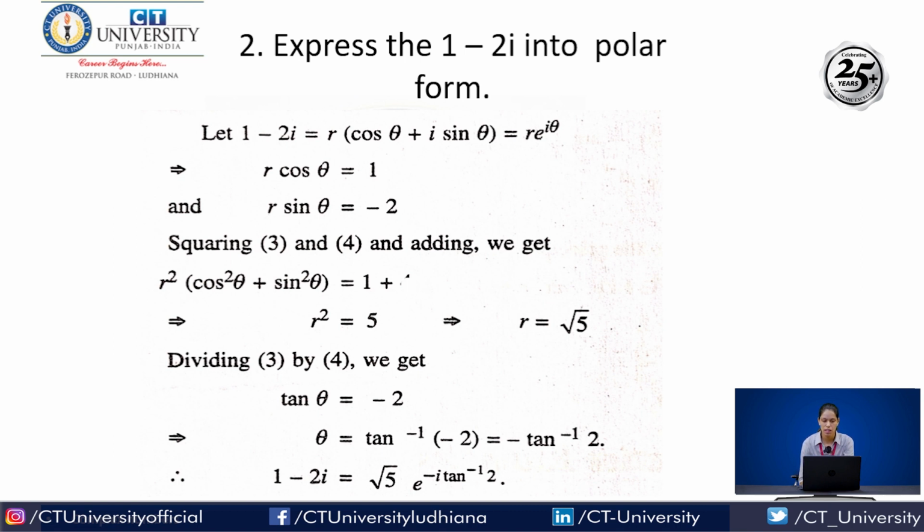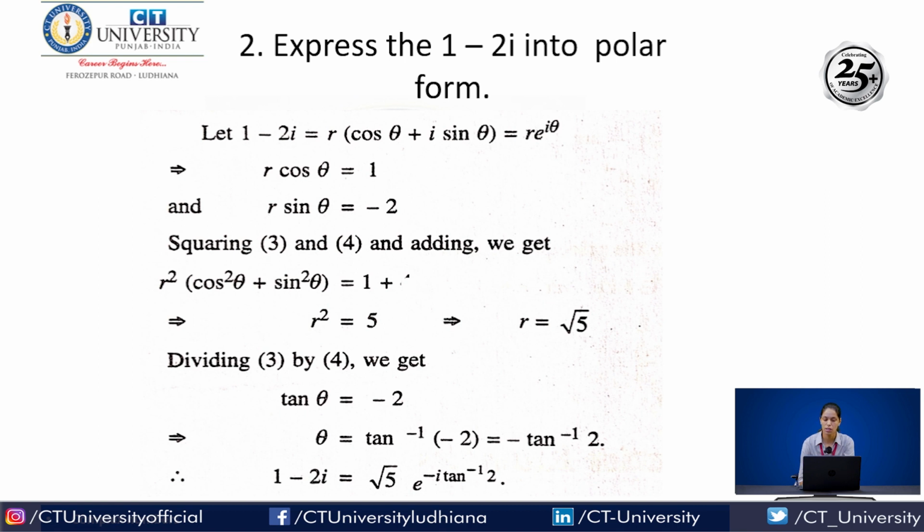Now dividing the third and fourth equations, where sin theta equals minus 2 and cos theta equals 1. Then dividing sin by cos, that equals tan theta, r and r cancel, minus 2 by 1. So tan theta equals minus 2, then theta will become tan inverse of minus 2. As we know tan has no particular known value, so I cannot change it into the radian form. I can take it as a real form also.